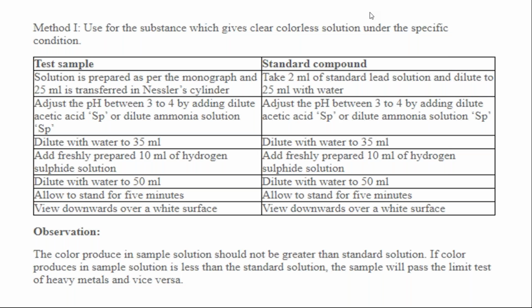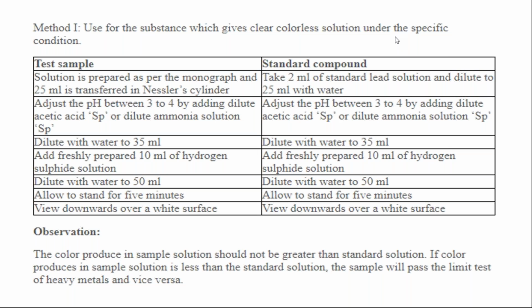So once you have diluted with water to 35 ml, you're going to add freshly prepared hydrogen sulfide solution, that is 10 ml. After that, you're going to make up the volume to 50 ml and allow to stand for 5 minutes. The same way you're going to prepare your standard solution as well. So you're going to take 2 ml of standard lead solution and dilute it to 25 ml with water. Then the same steps: adjust the pH, dilute and make up the volume to 35 ml. Then add 10 ml of hydrogen sulfide solution and again make up the volume to 50 ml, mix and allow to stand for 5 minutes.